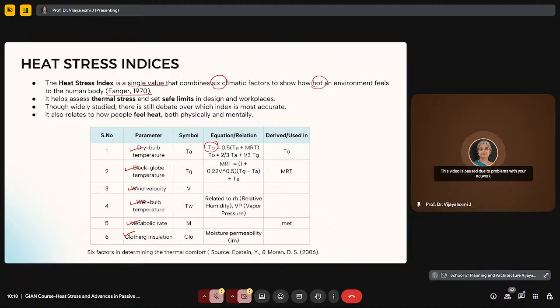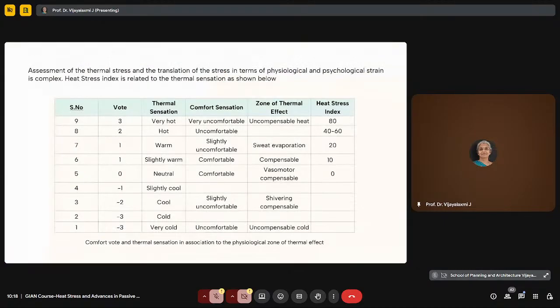Though widely studied, there is still debate over which index is more accurate, because we also need to understand the purpose of this index, why we are using it, and in which context. That is very important, so all that we will see. It also relates to how people feel heat, both physically and mentally. What happens to someone who is exposed to heat for long hours? How does he feel? Assessment of thermal stress and translation of the stress in terms of physiological and psychological strain is very complex.